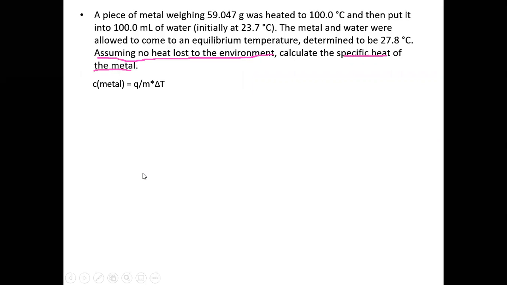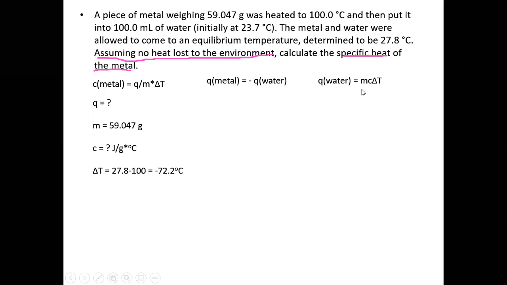So again, to calculate specific heat, we need to know the heat of the metal, the mass of the metal, and the delta T. So we don't know the heat that was released by the metal. We know the mass of the metal. We want to find specific heat, and we know delta T, because again, it's T final minus T initial. So now to find the heat released by the metal, that's equal to the negative of the heat absorbed by the water. So we need to find Q water, then we can find Q metal.